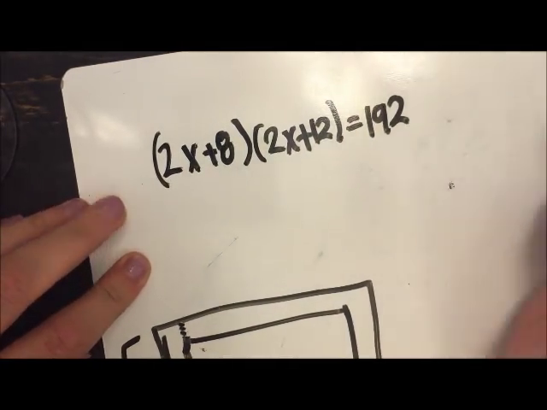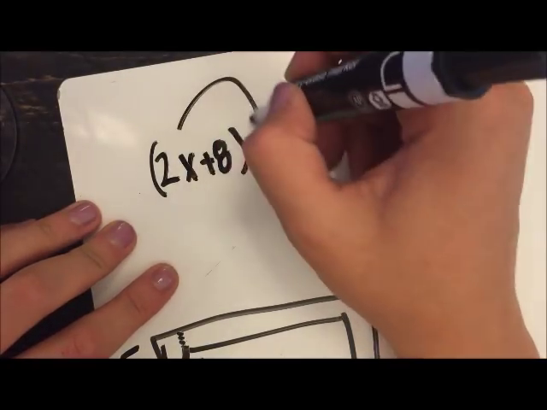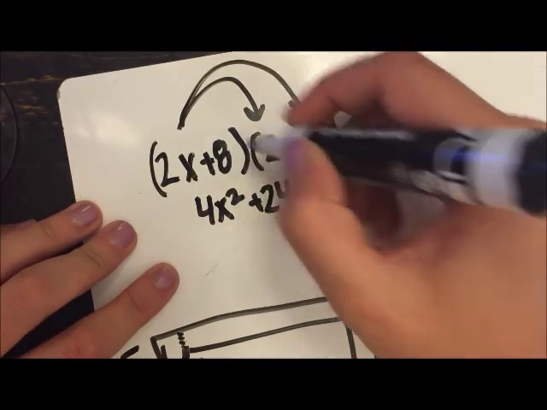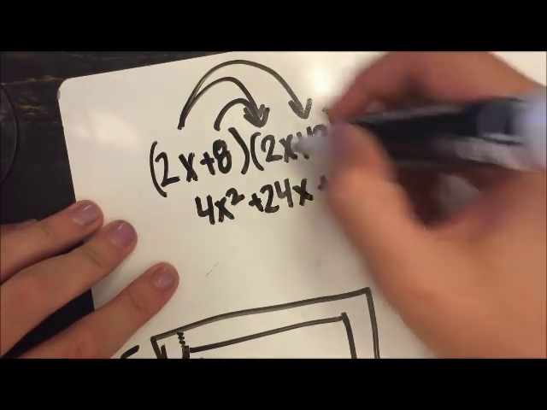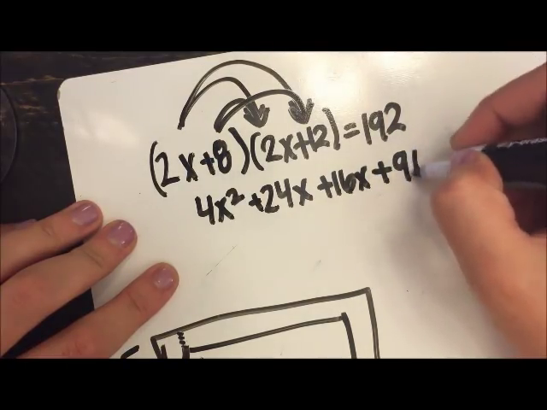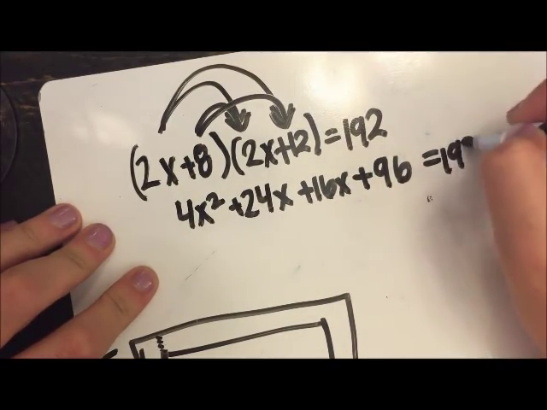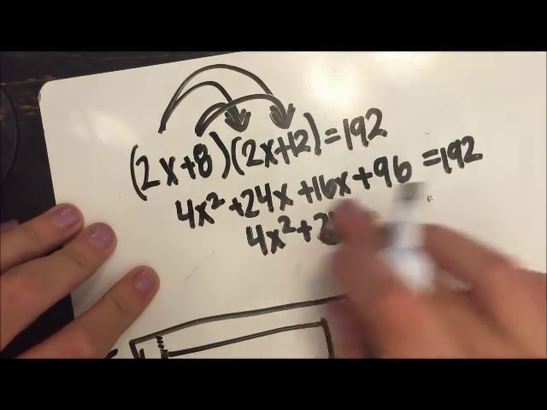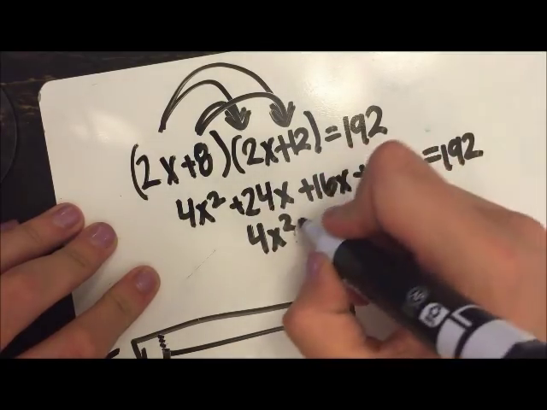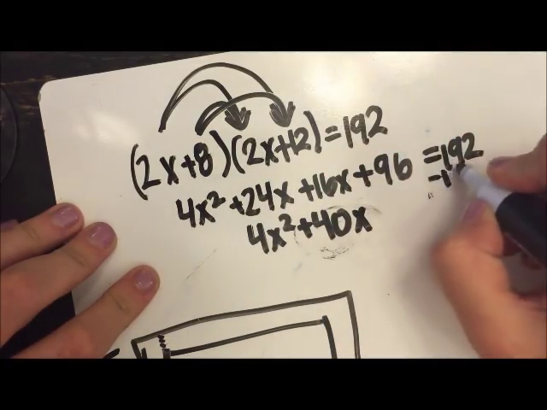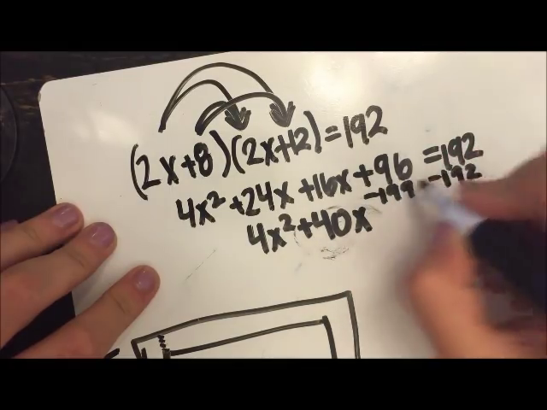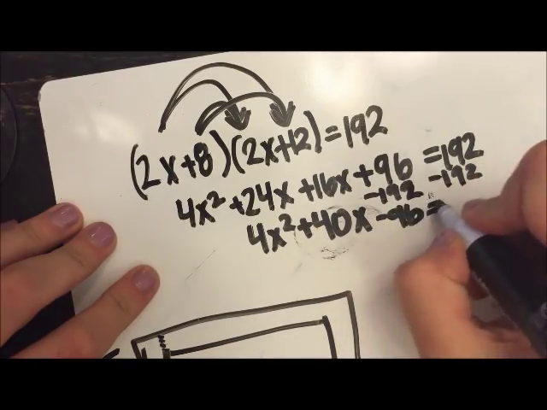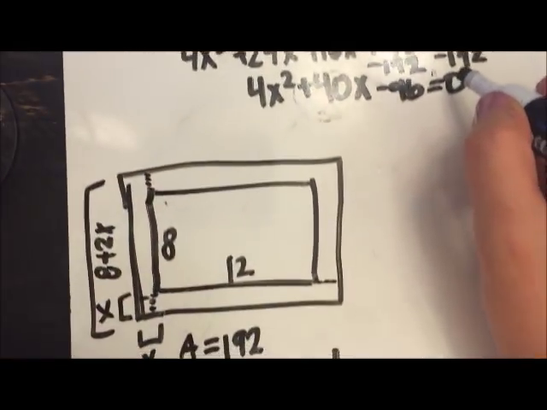So let's do some math, all right? So this would be 4x squared plus 24x plus 16x plus 96 equals 192. Well, 4x squared plus 24x, oops, we're combining those, so 24 plus 16, 40x. And then let's subtract that 192 over. So 96 minus 192 is negative 96. Now that it's equal to 0, I can factor and solve.